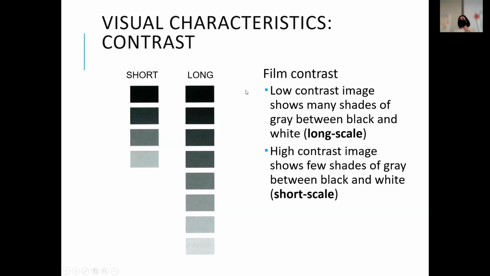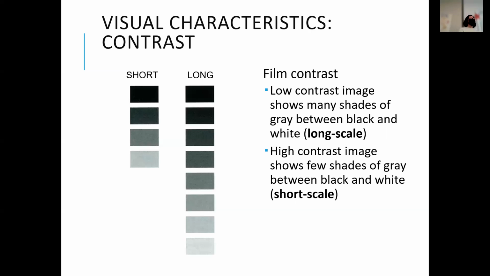long scale, low contrast, long scale. If we start at the top, it's black, a little lighter, little lighter, little lighter, and it's many steps on its way to white. So it's low contrast in between each step, and it's a long scale because it's lots of little steps.